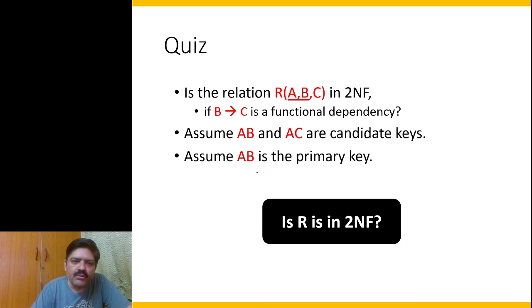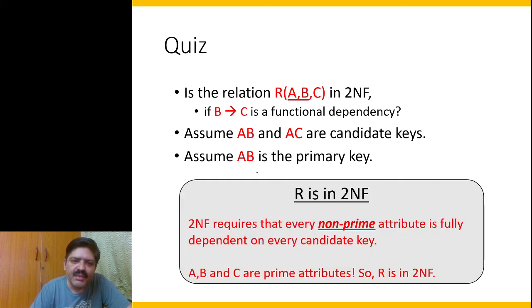So here is a question for you. Is the relation R with ABC, where A and B are prime attributes, in second normal form? Well, I should say AB is a key, specifically a primary key in this case. Assume AB and AC are candidate keys. So is R in second normal form? Note that B determines C is a functional dependency given to you. Okay, so since B determines C is a functional dependency given to you, R is in second normal form.